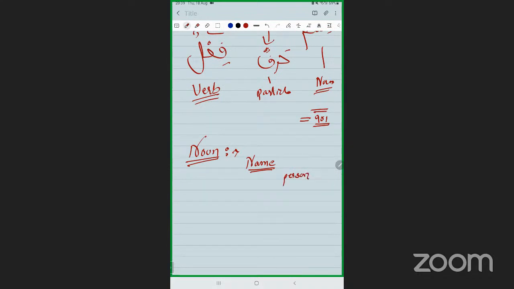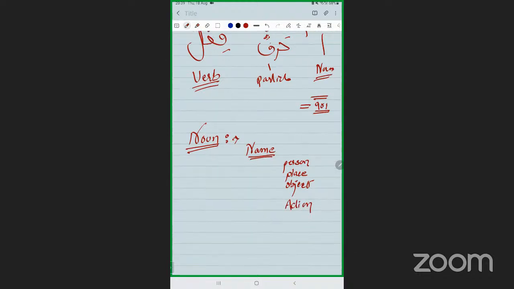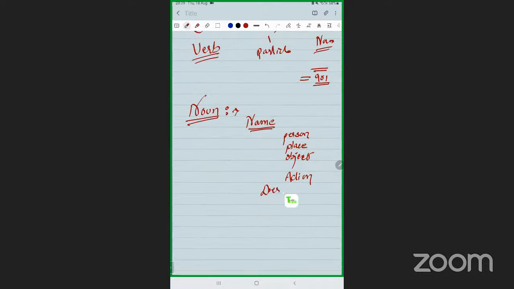Place, object, name of an action, doer, who is performing the action, and the receiver also, who is receiving the action. Name of the person, place.